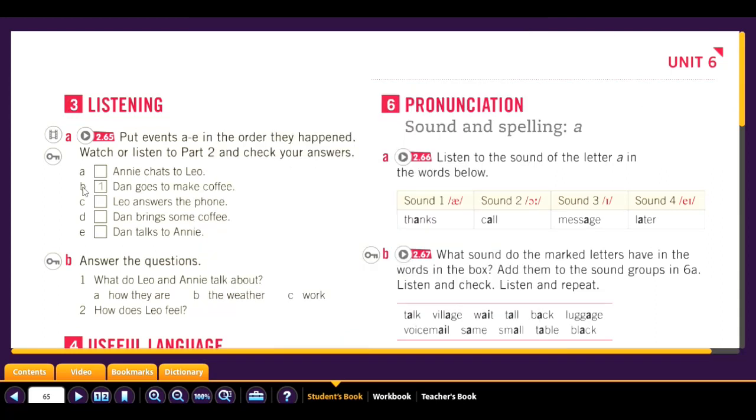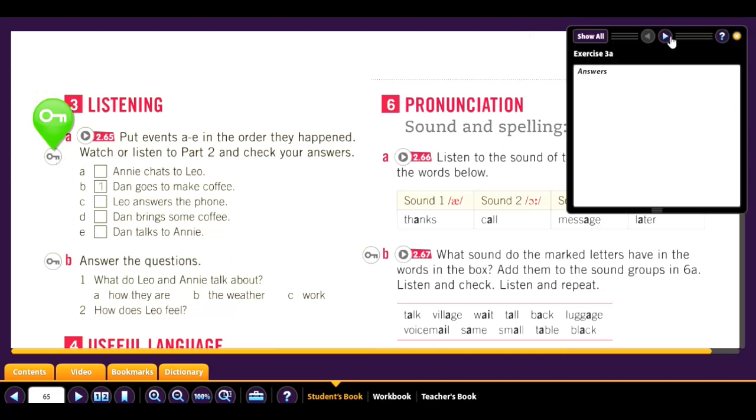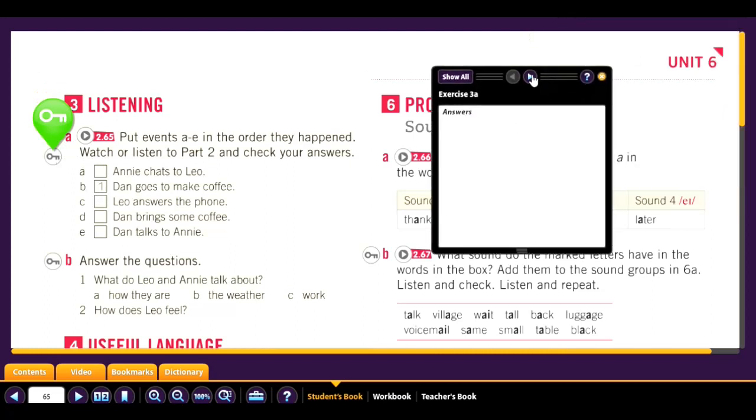Okay, so the first thing, Dan goes to make coffee. And what happened next? ¿Qué pasó después? What happened next? See, Leo answers the phone. After that, Annie chats to Leo. Annie talks to Leo. Annie chats, it's the same. Talk to chat. It's an informal conversation. Then, Dan brings some coffee. Dan talks to Annie.